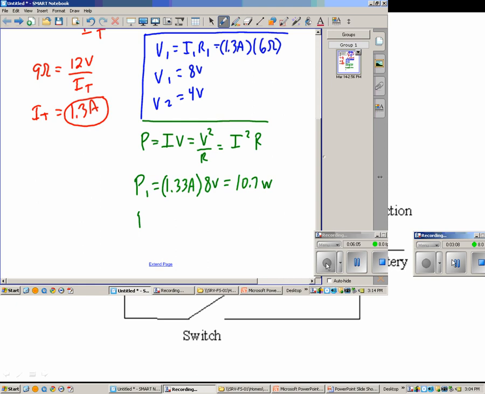And I'll do the exact same thing for the power in the second resistor. Again, it's 1.33 amps going through that resistor times the 4 volts. Ends up giving me a power of 5.3 watts. And then they ask, well, what's the total power? Well, you would just add those together and get a total power of 16 watts. Or you could have done current times total voltage, either one.